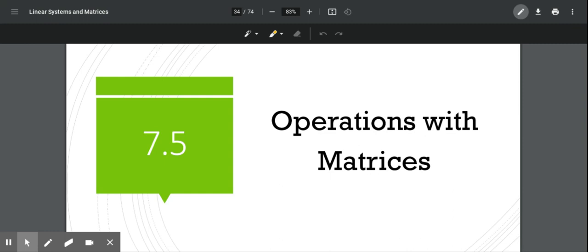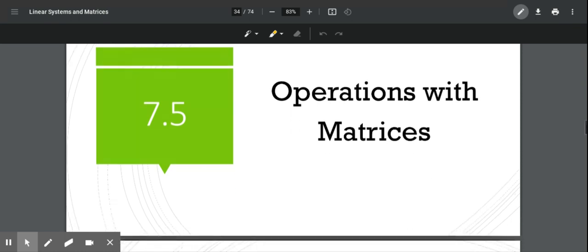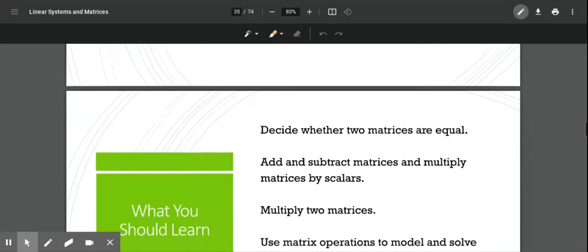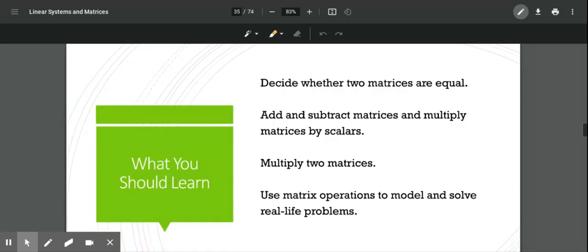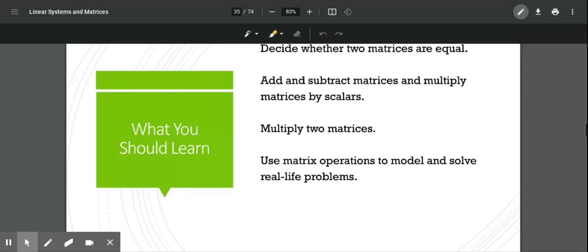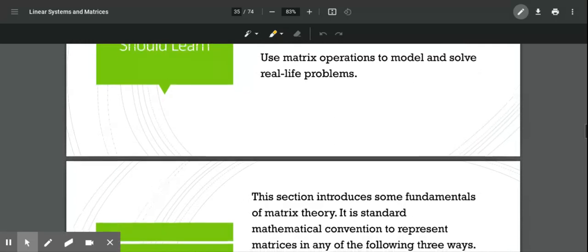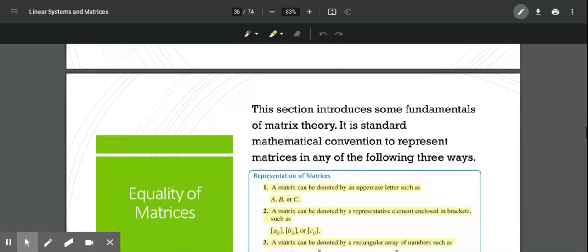In 7.5, we are going to talk about operations with matrices. So we're going to look at adding, subtracting, and multiplying matrices, and then again, another way to use these matrices to solve systems of equations. So what we're going to learn is to decide whether or not two matrices are equal, add or subtract, multiply two matrices, and then use the matrix operations to solve applications.